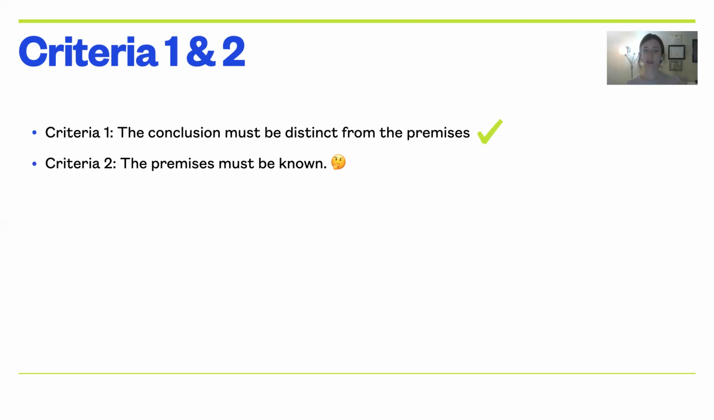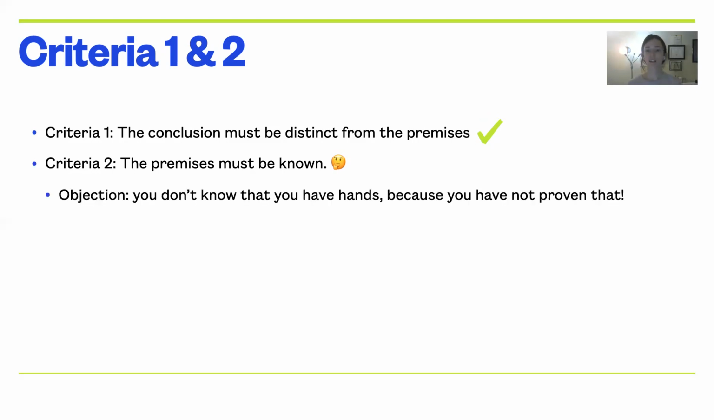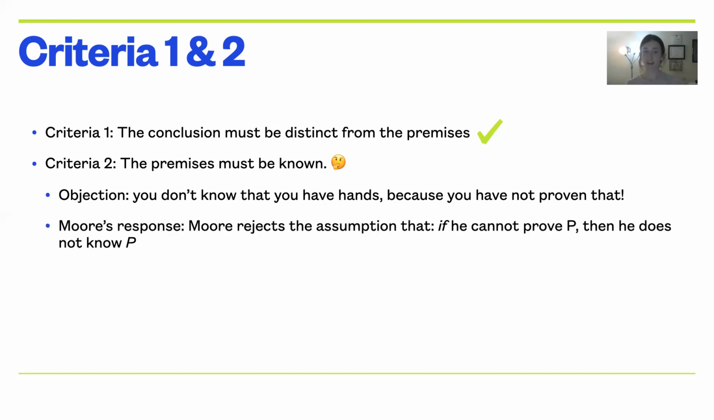Moore considers an objection, which is that you don't know that you have hands actually, so you don't know either of those premises because you have not proven that. And Moore is like, yeah, I accept that I haven't proven it, but I just deny that shows that I don't know it. And think about this for yourself: are there things that you know but can't prove, like, definitively?